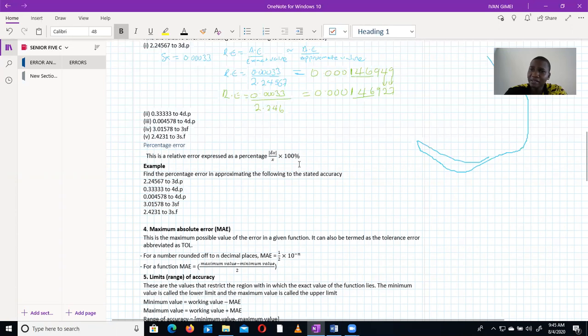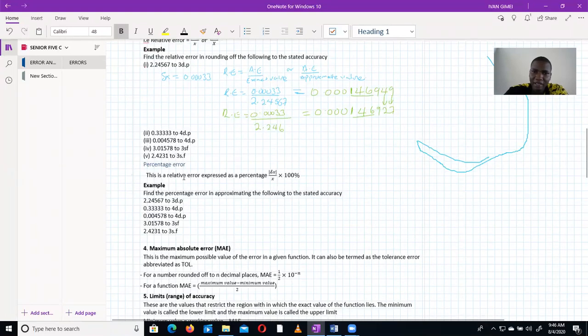Since you're dealing with errors, only round off if you've been asked to round off. Otherwise, write everything you see on the calculator for the accuracy, because we're trying to minimize errors by accounting for errors. You can't create another error by rounding off your answers. So in most cases, write your answer the way you see it. Only if they specify the accuracy that you should write your answer to do you end up rounding off. So percentage error is here. They're saying this is relative error expressed as a percentage. That means you get absolute error divided by the exact value or approximated value, times 100%.